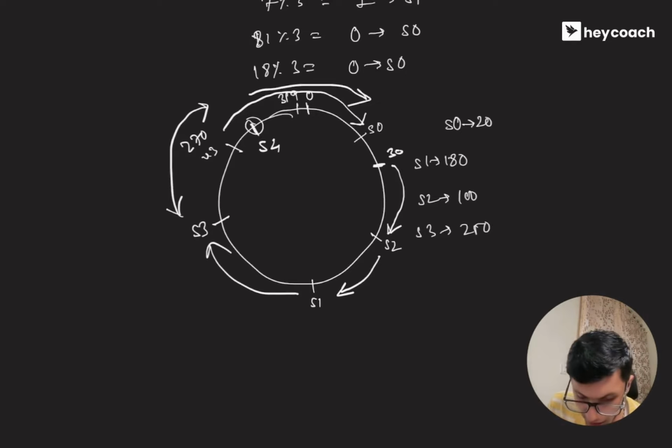So we see that only a very small segment of users who are lying in this range, that is S3 to S4, will start going to S4 instead of S0 now, right?